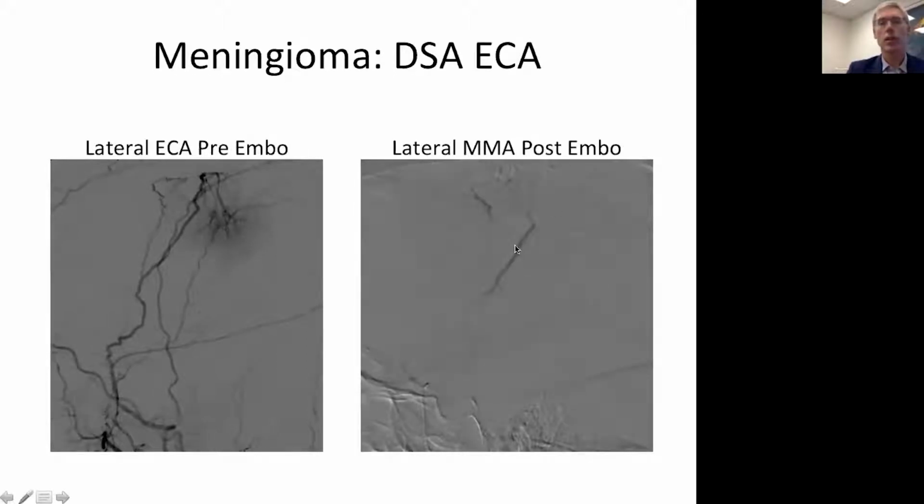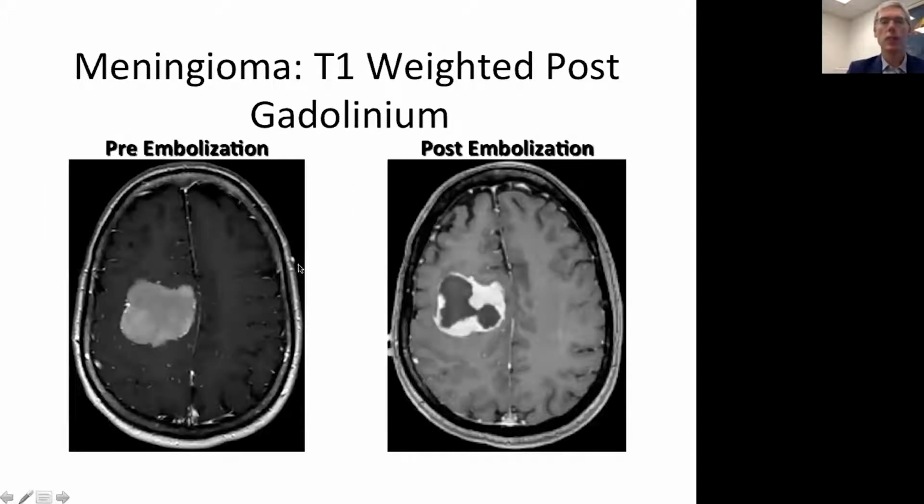And then this is what it looks like after you embolize it. We typically use a combination of particles and sometimes coils to reduce the blood supply to these tumors. And this is what this looks like. So this is what the lesion looked like before we treated it. It has a lot of avid enhancement. And this is what it looks like after embolization. So you can see there's a big area of devascularization.